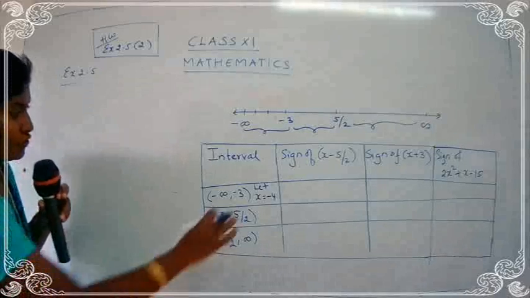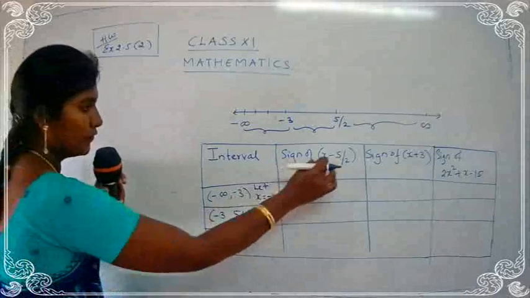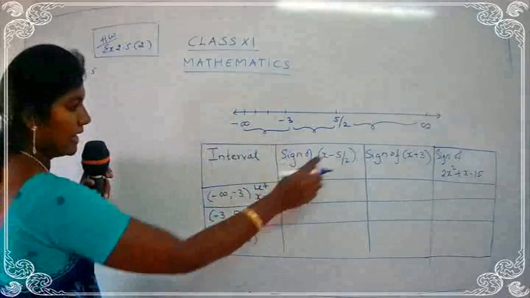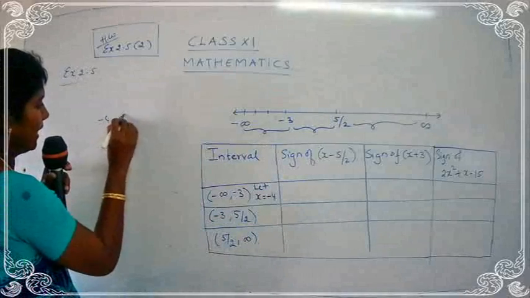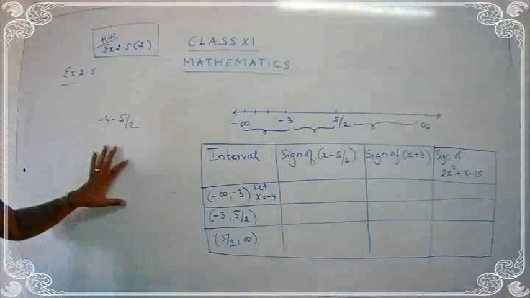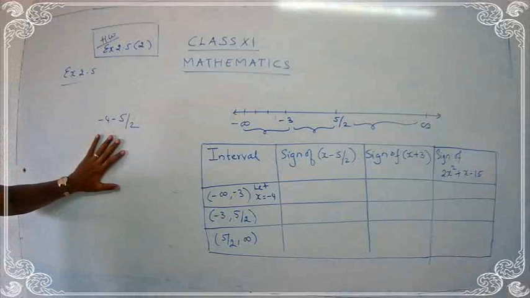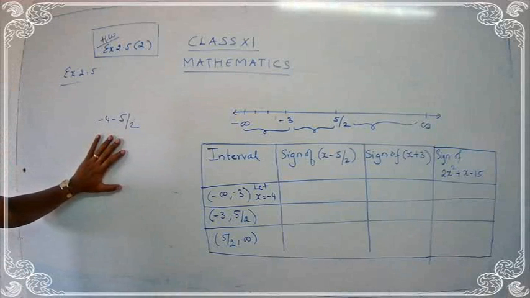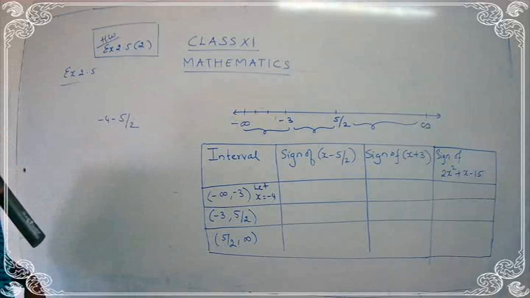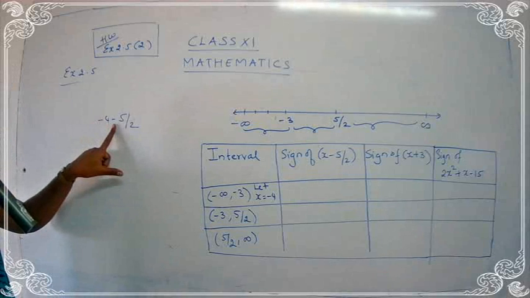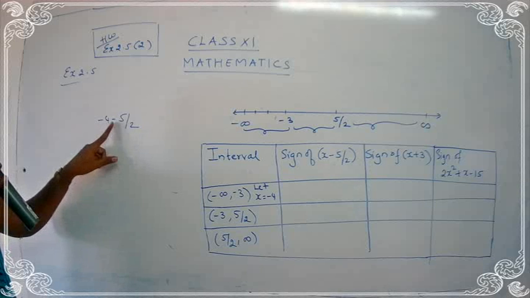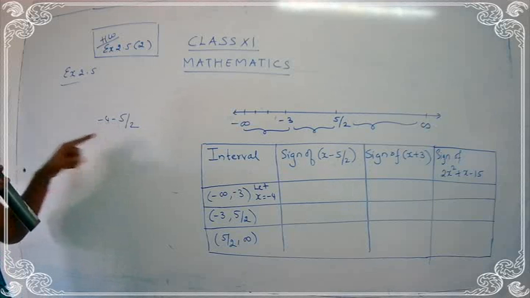See here, minus 4. In place of x, I'll put minus 4. So minus 4 minus 5 by 2. This is the question. I'm not going to solve this. I want to see the sign. Tell me what will be the sign, children. Minus minus plus, and you have to write the sign of the bigger number. So what will be the answer?